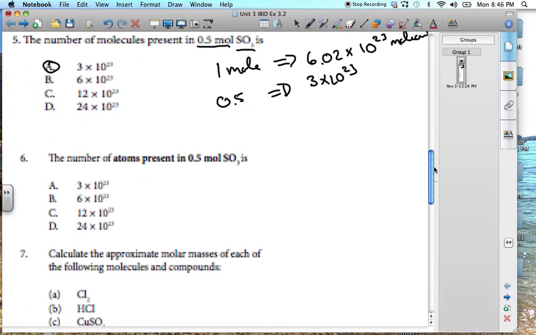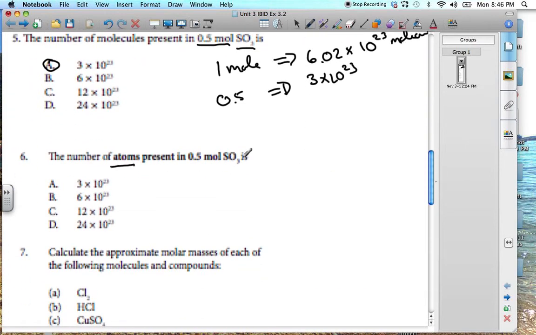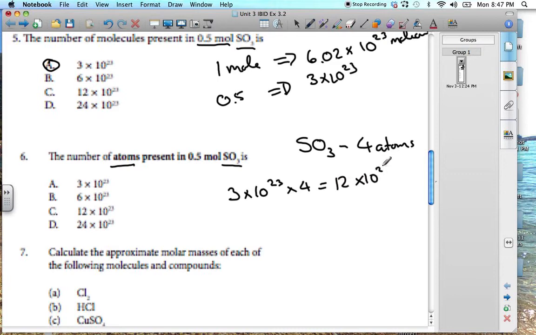Fine, moving on to 6. Now we're looking at the number of atoms present. Now we've got SO3. In SO3, we're going to have 1 sulfur atom and 3 oxygen, so we've actually got 4 atoms. So if we've got 0.5 moles, that's equal to, as we saw, 3 times 10 to the 23 molecules of SO3. In each molecule there's 4 atoms, so we'd have to multiply that by 4. You would get 12 times 10 to the 23. So that would be C.